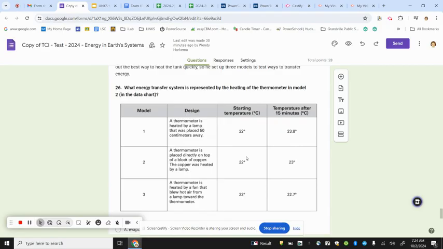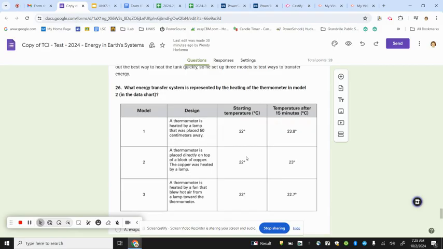Number 26, what energy transfer is represented by heating of the thermometer in Model 2 in the data chart? So Model 1, the design is a thermometer is heated by a lamp that was placed 50 centimeters away. Starting temperature was 22 degrees Celsius. Ending temperature after 15 minutes was 23.8 degrees Celsius.